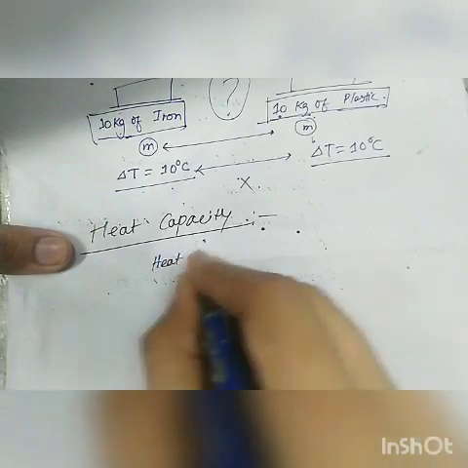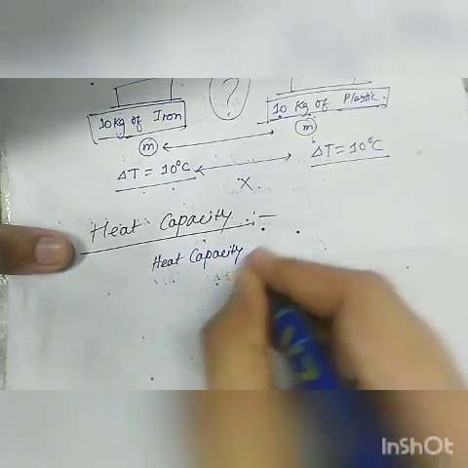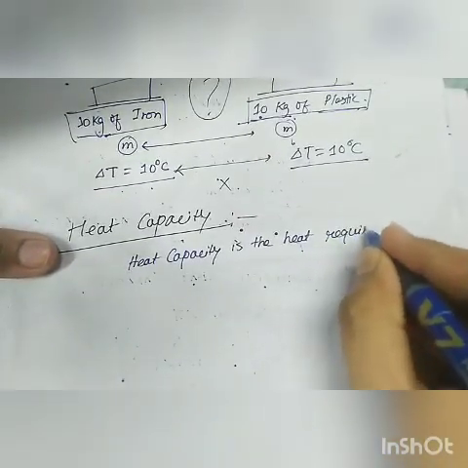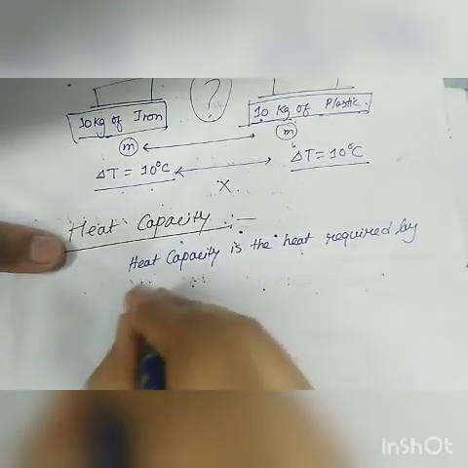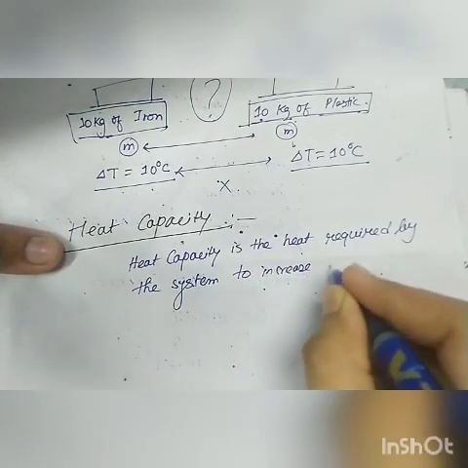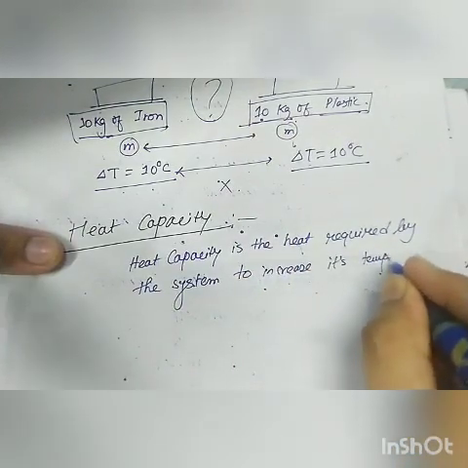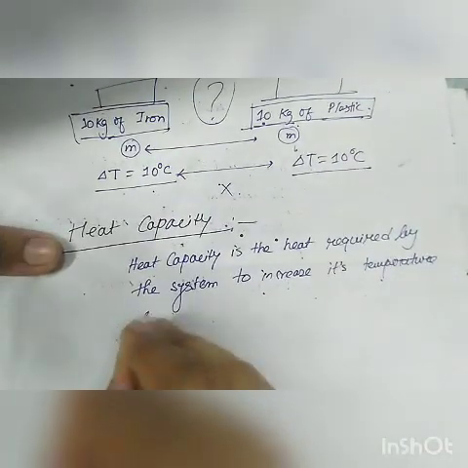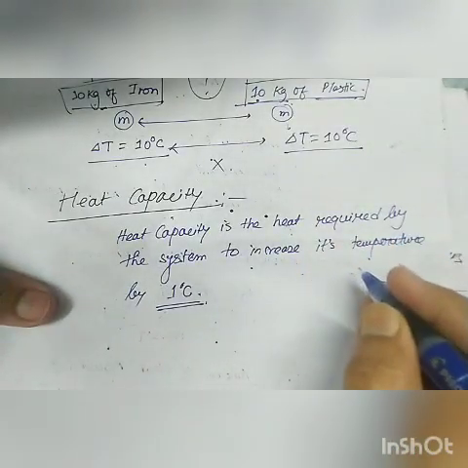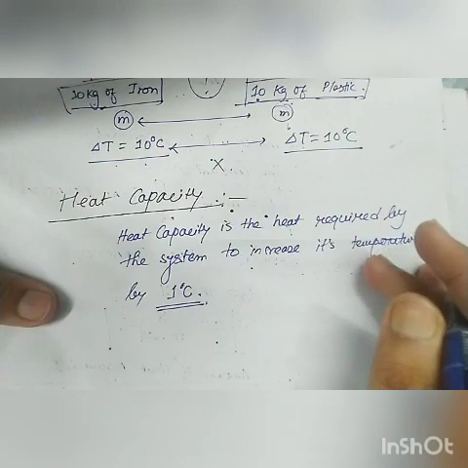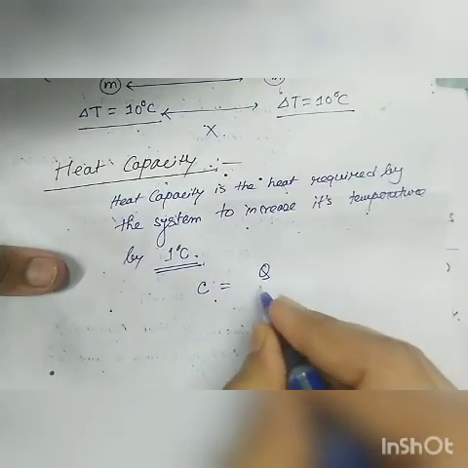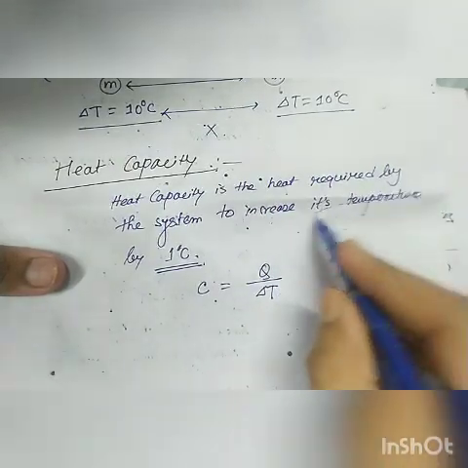Heat capacity is the heat required by the system to increase its temperature by 1 degree centigrade. Clear? No concept of unit mass, no concept of 1 gram or 1 kg. So basically what is heat capacity? It is heat required per unit temperature increase.